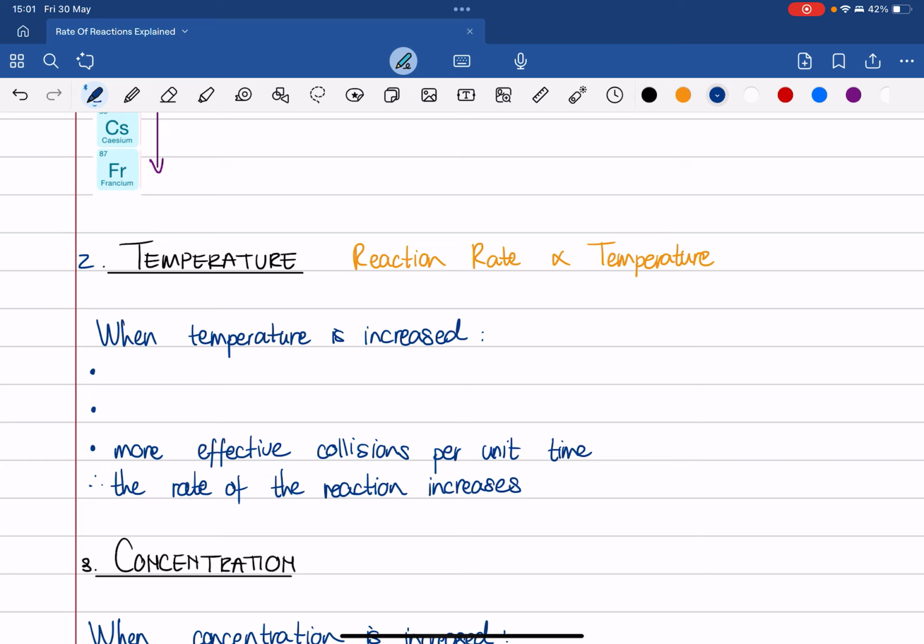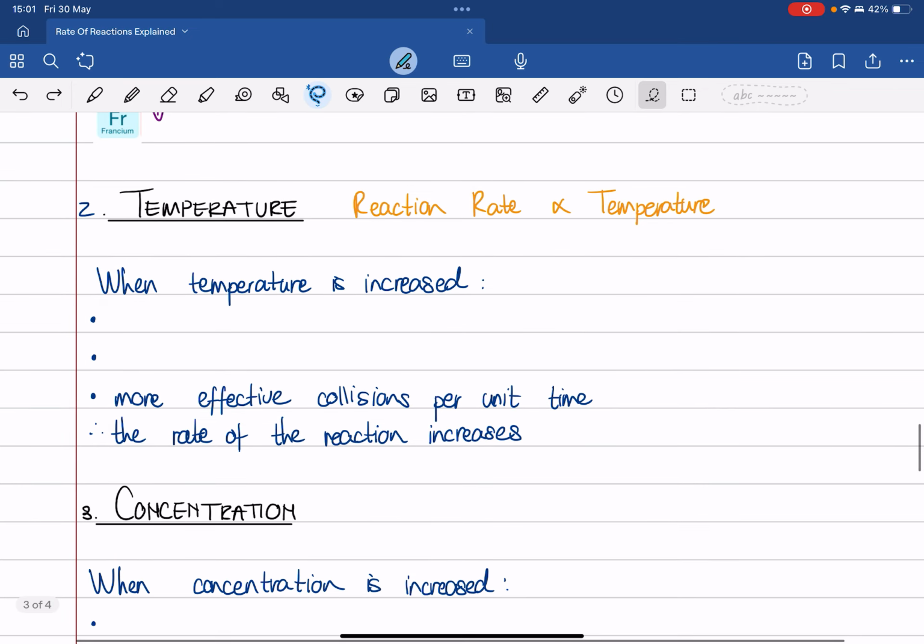So what does this mean for us? This means if you increase the temperature, you increase the reaction rate. All right? But how? Why is this statement true? And this is what we are going to attempt to explain, right? So we know that when temperature is increased, at the end, the rate of the reaction will also increase. But how does this happen?